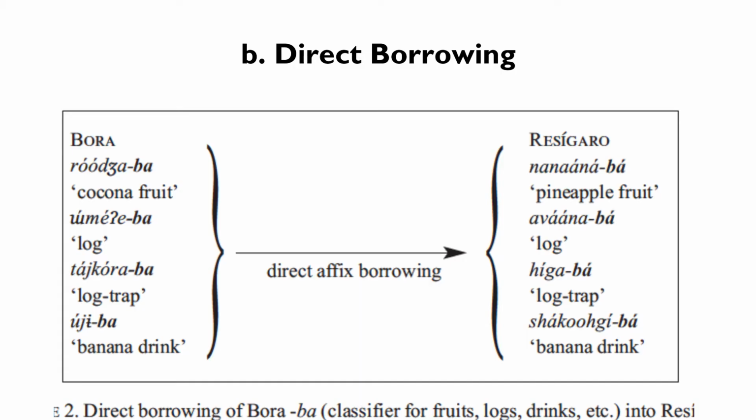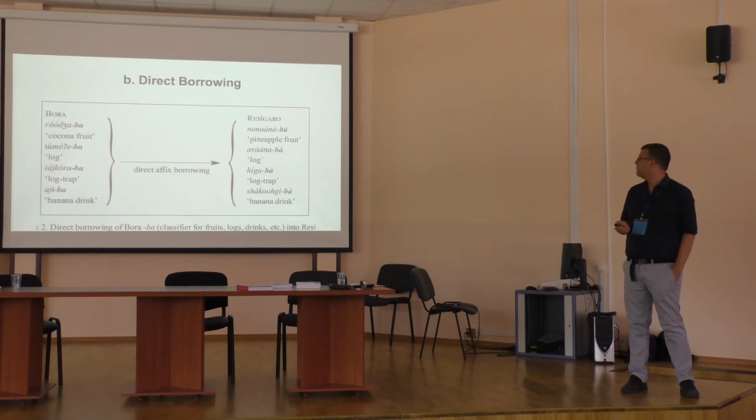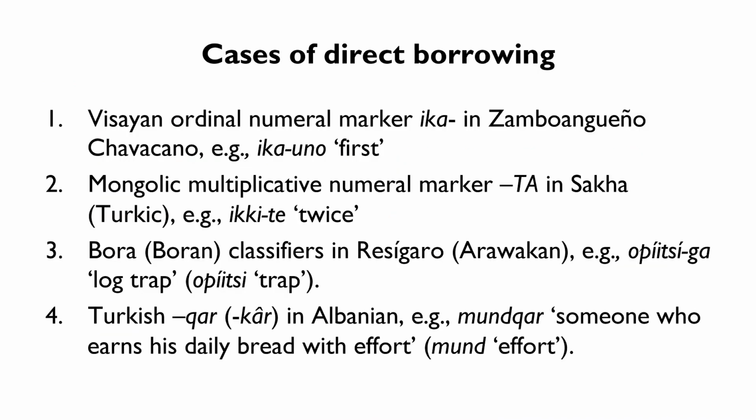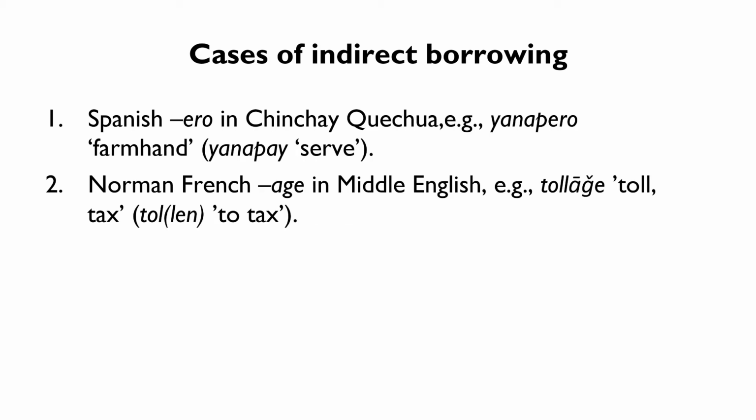So he was looking at Bora classifiers, which are suffixes, that are borrowed into Sigaro, another language, as such, without any lexical borrowing, without any borrowing of complex loanwords, right? He set up some criteria for how you can identify it because it's not trivial and it's not easy. And he found lots of evidence for this in languages across the world. Actually, most of them tend to be derivational. Few of them, if any, are inflectional, which also is suggestive, right? So we find classifiers, we find kind of boring derivational morphemes, and so on.